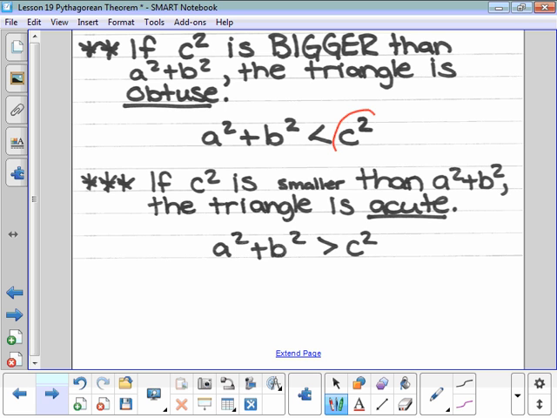So if my larger side squared is bigger than the two smaller ones squared and added together, then my triangle is obtuse. If my larger side, C, when I square it, is smaller than A squared plus B squared, then it's acute. Just a quick reminder, this symbol right here is the less than. So A squared plus B squared is less than C squared, which means that C squared is bigger.